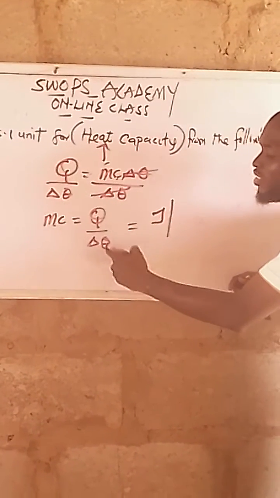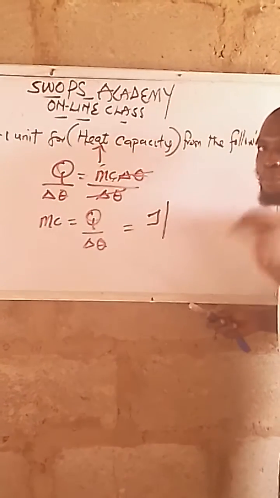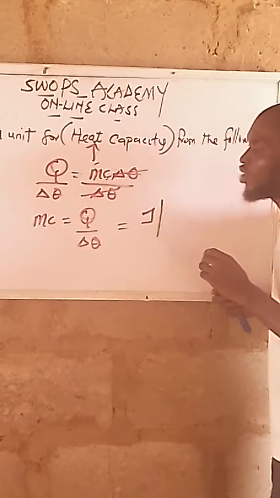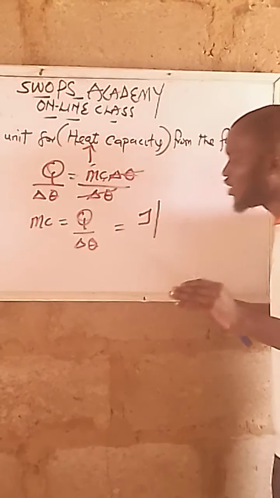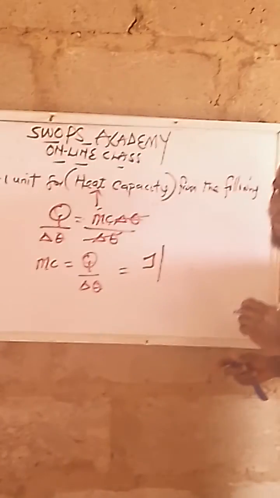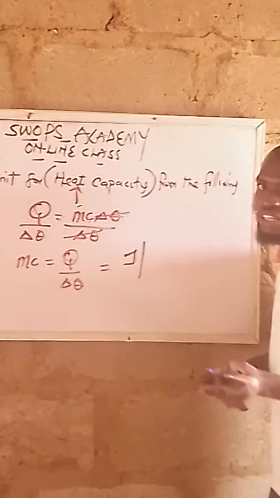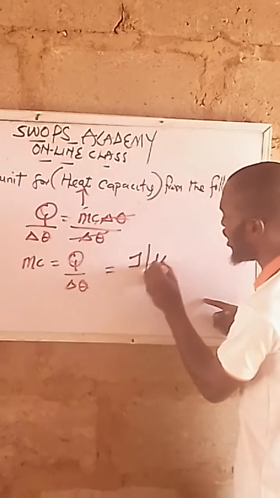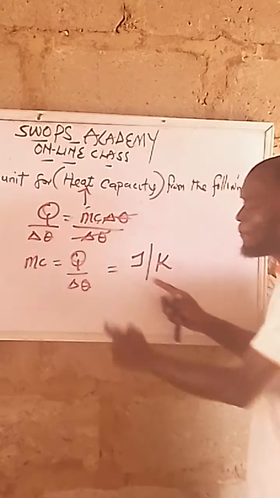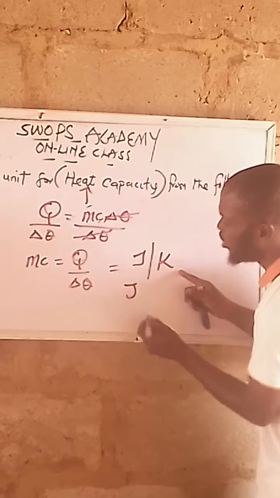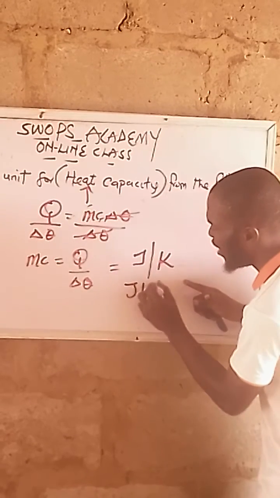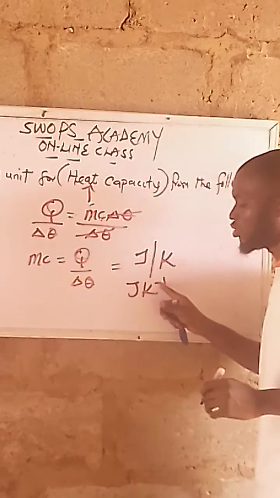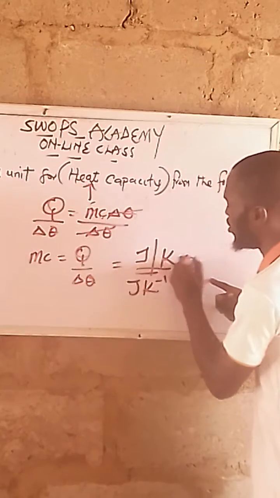This is theta, which in physics we call temperature. The standard SI unit for temperature is Kelvin. Even if you are given degrees Celsius, you have to change it to Kelvin, denoted K. So it is Joule per Kelvin, or they can write it like this. It's still the same thing.